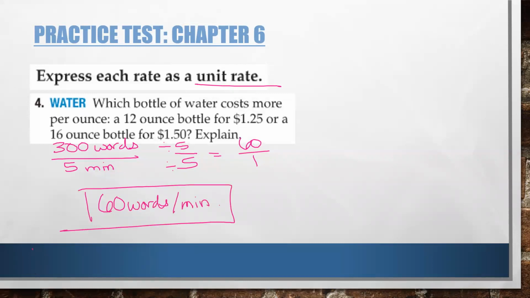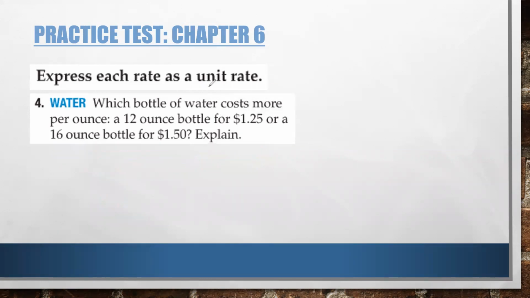All right, and problem number 4 says, again, we're writing this as a unit rate. Which bottle of water costs more per ounce? A 12-ounce bottle for $1.25 or a 16-ounce bottle for $1.50, and it says to explain. So we have to figure out the unit rate for each of these, okay?